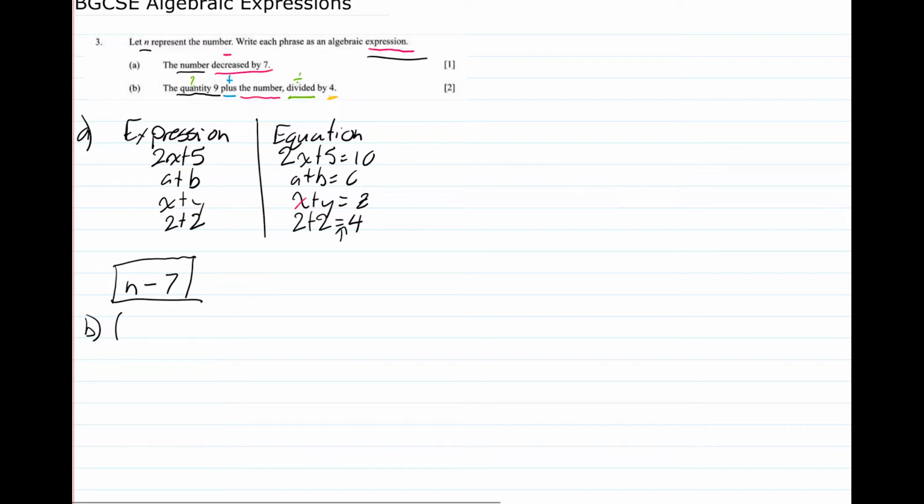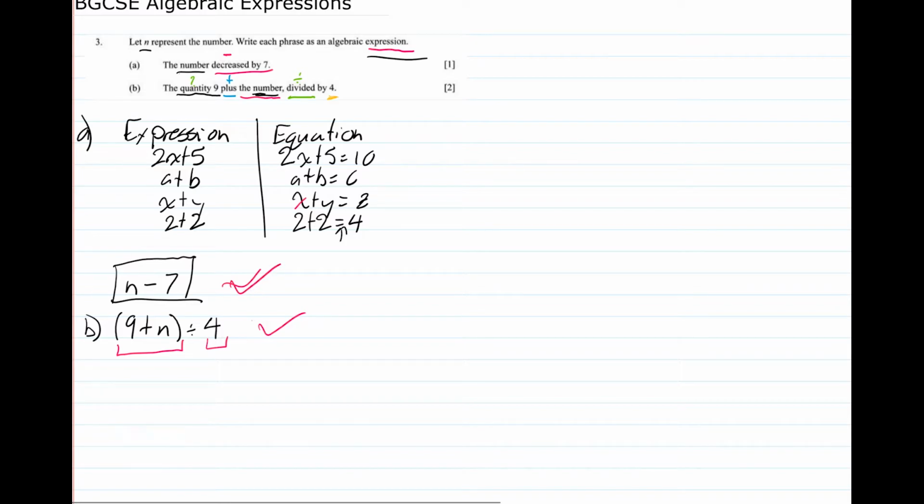So anytime you're representing a quantity, you want to put it in parentheses. So the quantity 9 plus the number n. This right here is the quantity 9 plus n. So they want us to do the quantity 9 plus n divided by 4. I know I repeated it a lot, but I just want it to stick. So this here is the quantity 9 plus n, and then we're just dividing it by 4. And that is the answer for part B. This is the answer for part A.